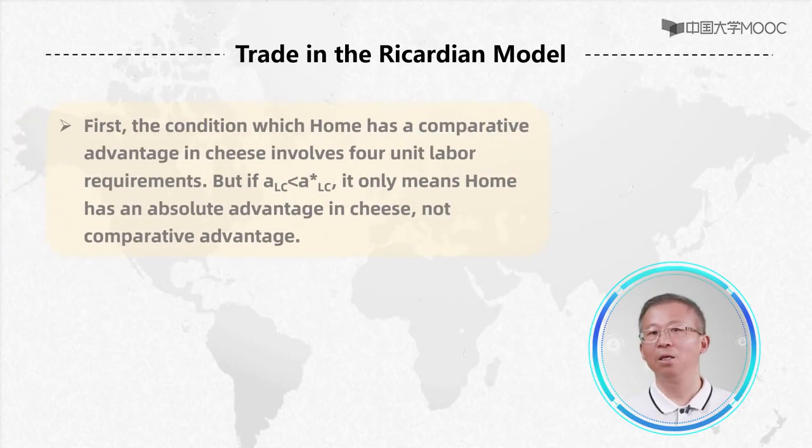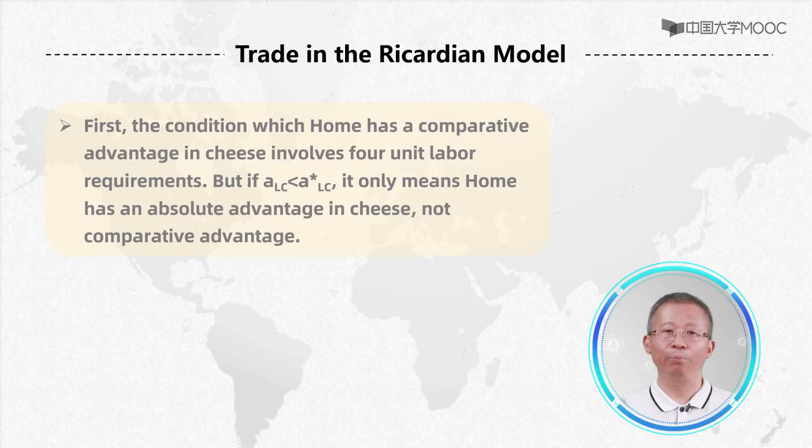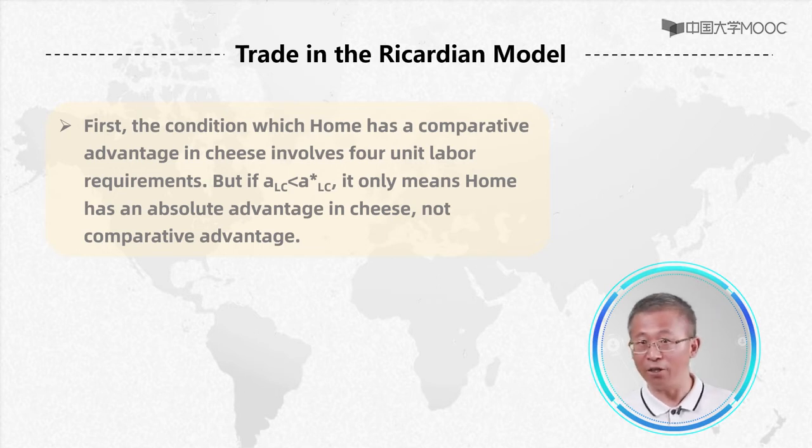First, the condition under which home has a competitive advantage in cheese involves four unit labor requirements. But if aLC is less than aLC star, it only means home has an absolute advantage in cheese, not a competitive advantage.